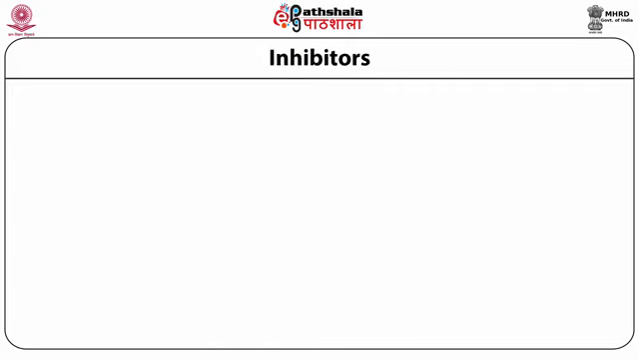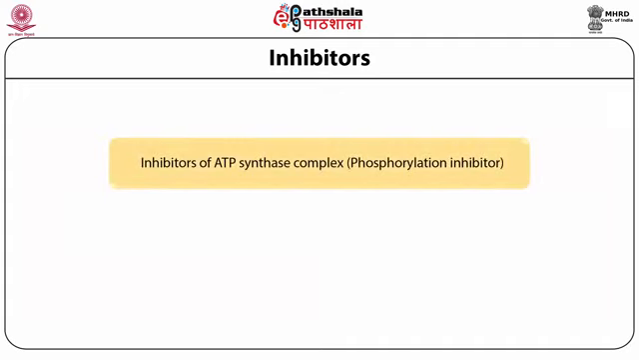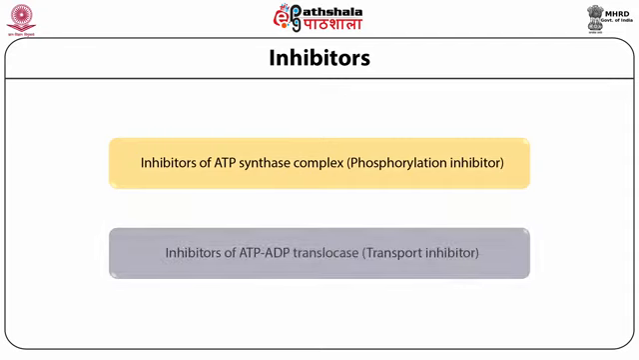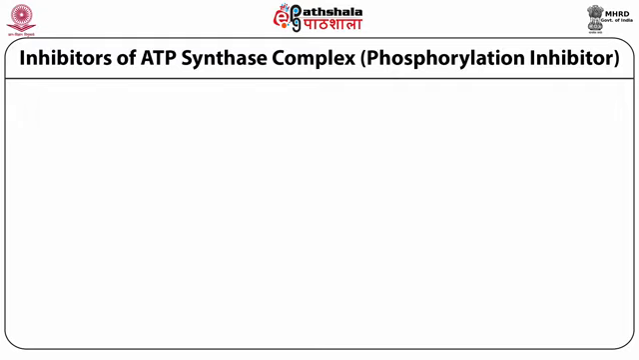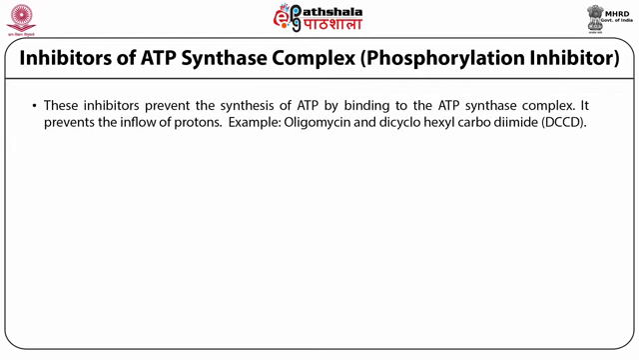So basically these inhibitors we can group into two: inhibitors of the ATP synthase complex, that is the phosphorylation inhibitors, or inhibitors of the ATP-ADP translocase, that is the transport inhibitors. Now let's try to understand the inhibitors of the ATP synthase complex, which specifically inhibit phosphorylation. These inhibitors prevent the synthesis of ATP by binding to the ATP synthase complex. It prevents the inflow of protons. Examples are oligomycin and dicyclohexylcarbodiimide.